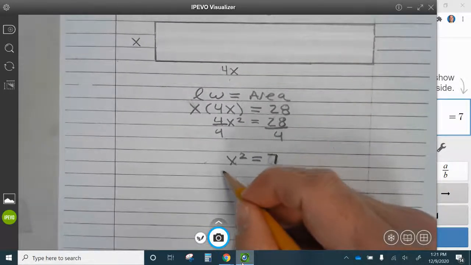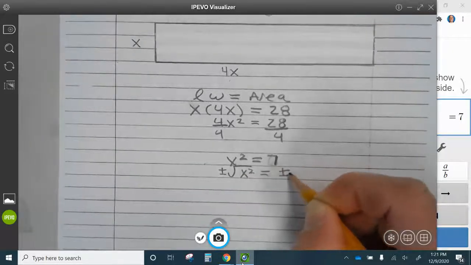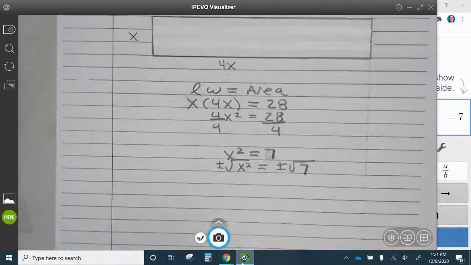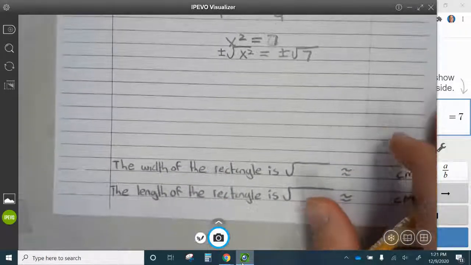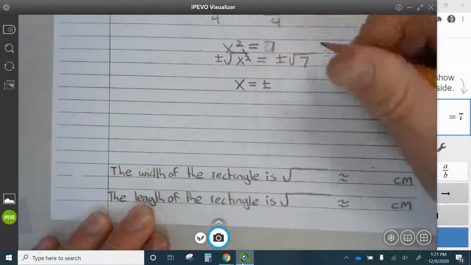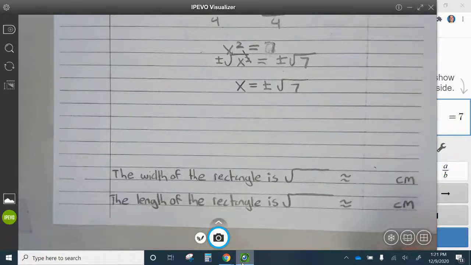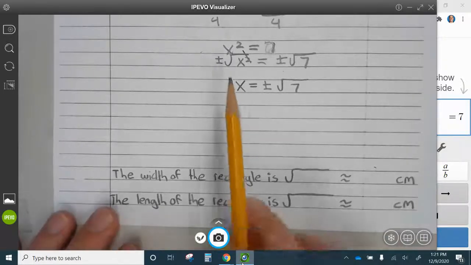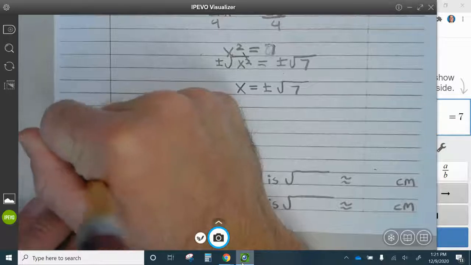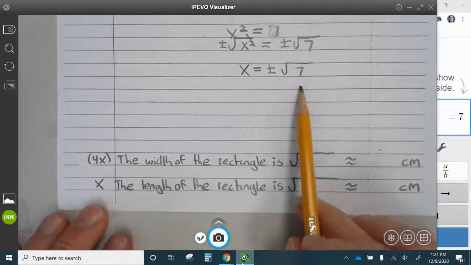So now we take the square root of both sides. So plus or minus the square root of x squared equals plus or minus the square root of 7. So that cancels. You're left with x equals plus or minus the square root of 7. Now, the width is 4x, and the length is x. So we can come right here.